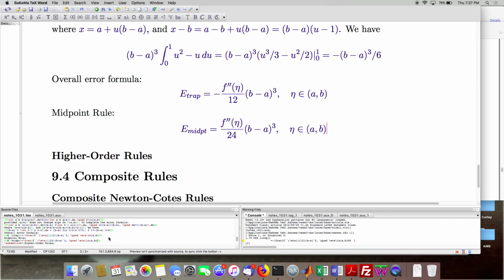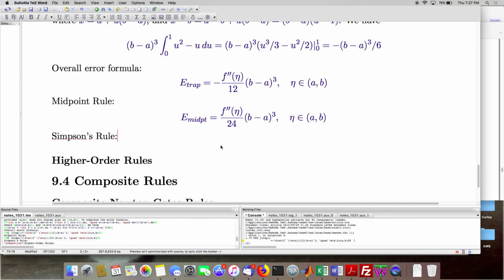Okay. So notice that the error in the midpoint rule is about half as much, even though it has fewer nodes, 1 versus 2. And because it involves the second derivative, that means it's also exact for linear functions. And finally, Simpson's rule.